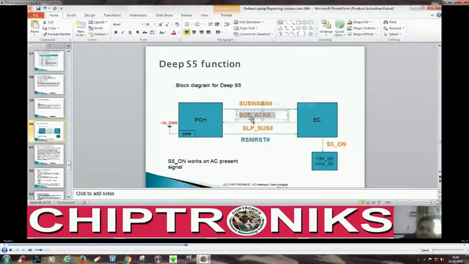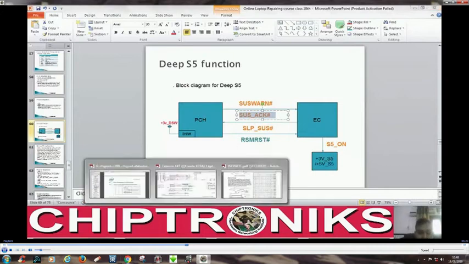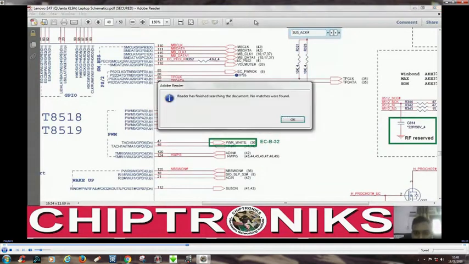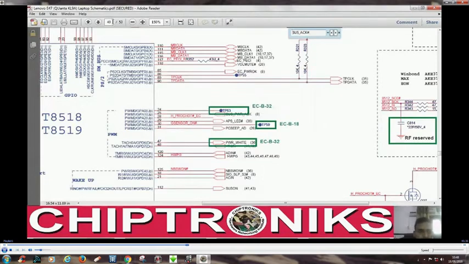Now the EC will generate SUS_ACK. It will indicate to the PCH, yes, that we are now ready to enter the S5 state. So let us search SUS_ACK. We go to page 8.